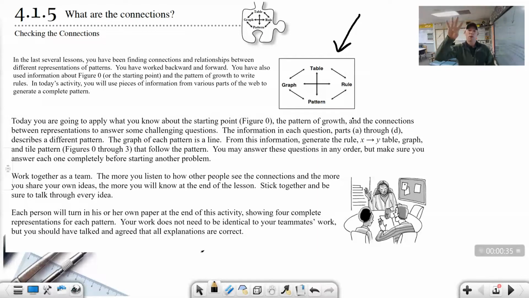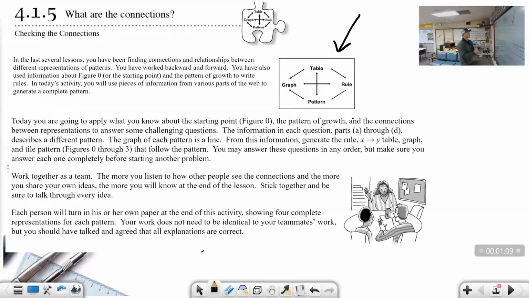There are 4 different representations, and being able to go between each of these representations is the purpose of chapter 4. You have also used information about figure 0, the starting point, the beginning value, the beginning number, and the pattern of growth to write rules. Yesterday we talked about where we found the beginning number and the growth in a rule. We started calling that slope and y-intercept, and we're going to continue to build on that today.